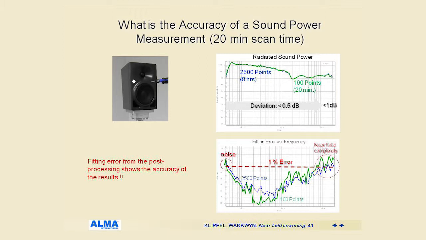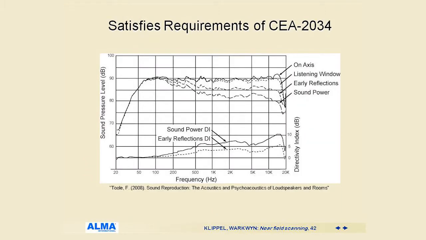Fitting error from the post-processing shows the accuracy of the results. Here's the fitting error at 2,500 points. There's the 1% threshold. There's the fitting error at 100 points. It's fairly close. Noise in the low frequencies, and we need more higher order to measure the more complexity above 10 kilohertz. We satisfy the requirements of CEA 2034. We can reproduce this requirement using this tool.